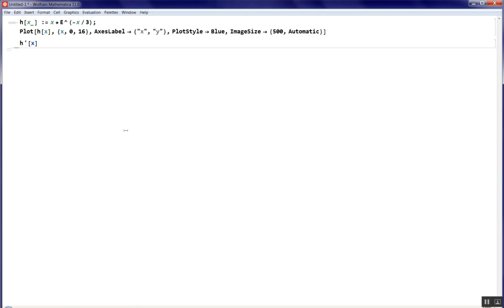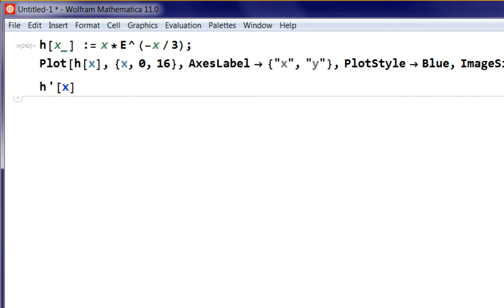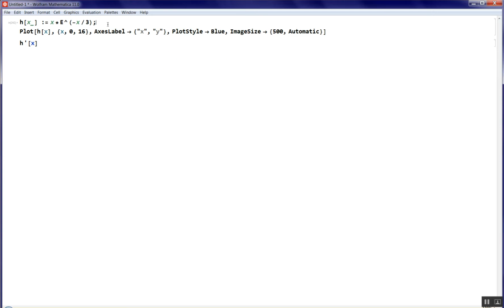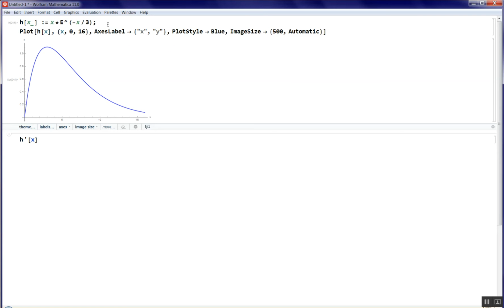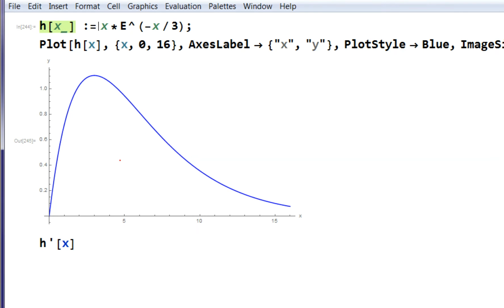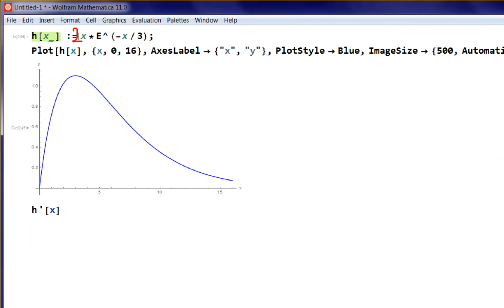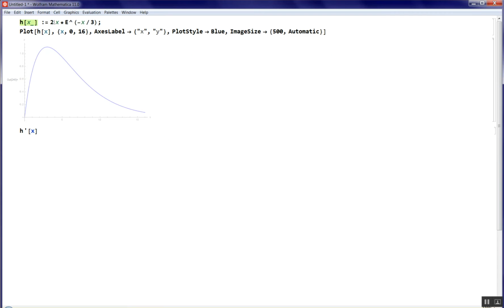Now, first of all, I would like to type in my function. So without the A, by the way, this is x times e to the negative x over 3. Let me call it h for now. I don't bother to type in my A for now because I would like you to experience this without A. I would like you to type in, say, 2 or 3 here to see the effect of the constant. So I'm going to type in 2 here.